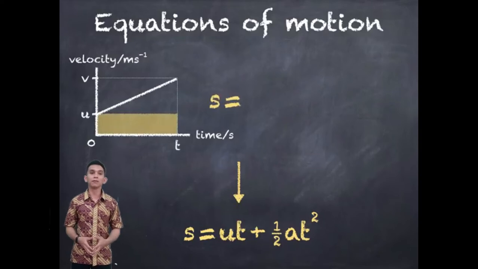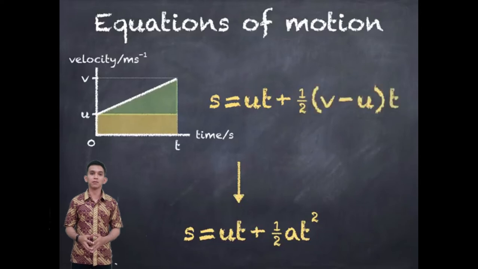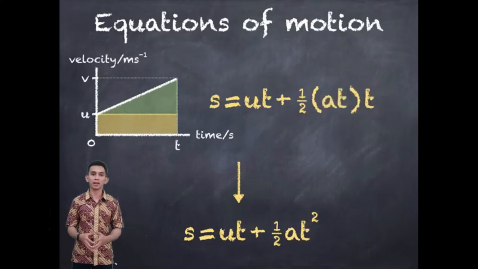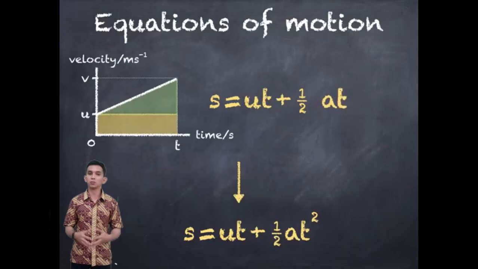So, firstly, we have this section, a rectangle. Its area can be found by multiplying its height by its length, giving us ut. The second section is a triangle. Its area is equal to half times the height times the length. The height of the triangle is v minus u and its length is just t. So its area is half times v minus u times t. If we remember back to the last derivation, at one stage we had v minus u equal to at, so we can substitute into the brackets. If we now multiply out the brackets, we get the equation.